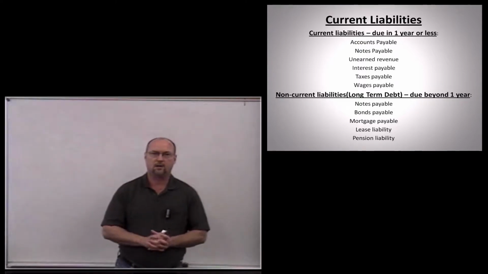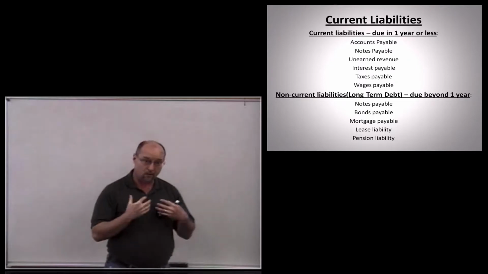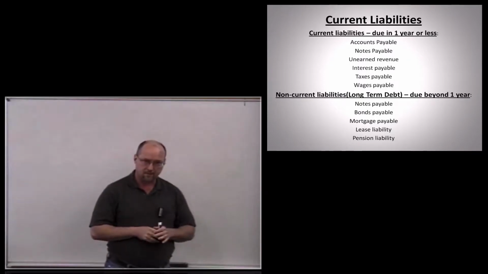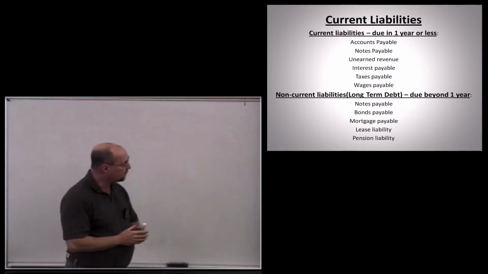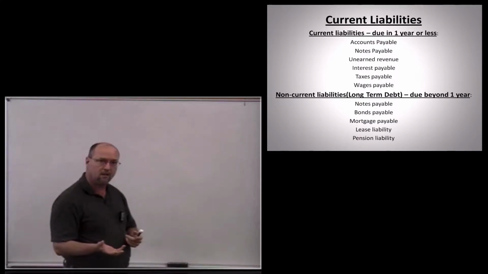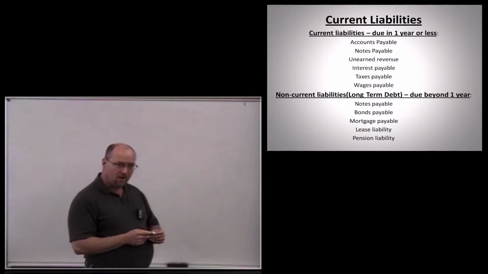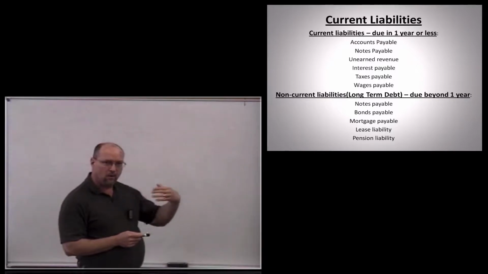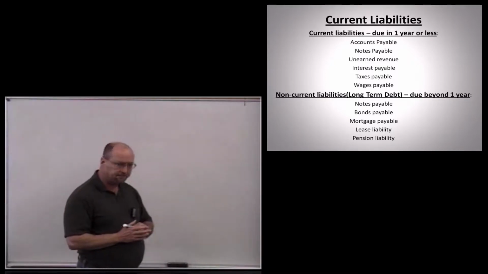Okay, today we're going to talk about current liabilities. These are obligations of our business. We owe other people either money or service. The definition of a current liability is that it has to be paid back if it's an amount due within 1 year or less, or in the case of unearned revenue, we've been paid in advance. We have to provide a service to our customer within 1 year.